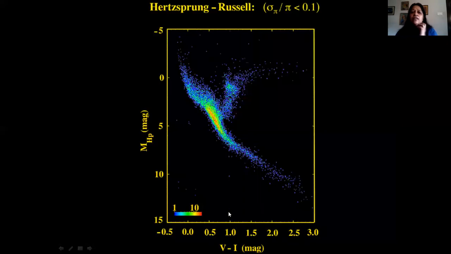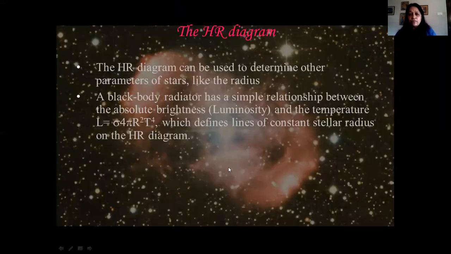Now, this is another plot of the HR diagram using Hipparcos, where we use the magnitude versus the color. This is the difference in brightness in two different filters, the visual filter and what is called the I-band filter. Using this, you can actually plot an HR diagram. So this is the main sequence of stars. And this is another part where we have a lot of stars. What are these stars? We'll talk about them just now.